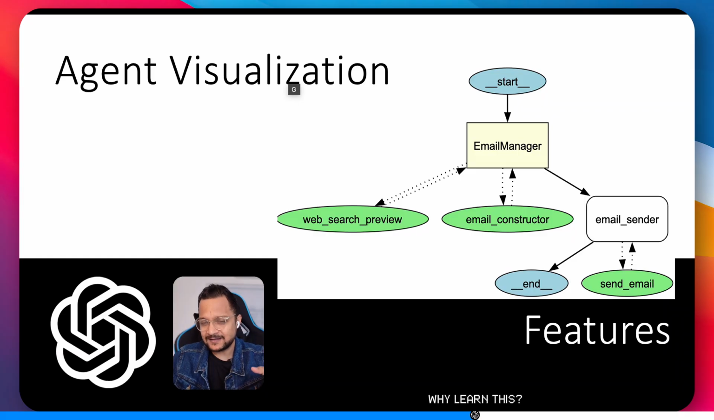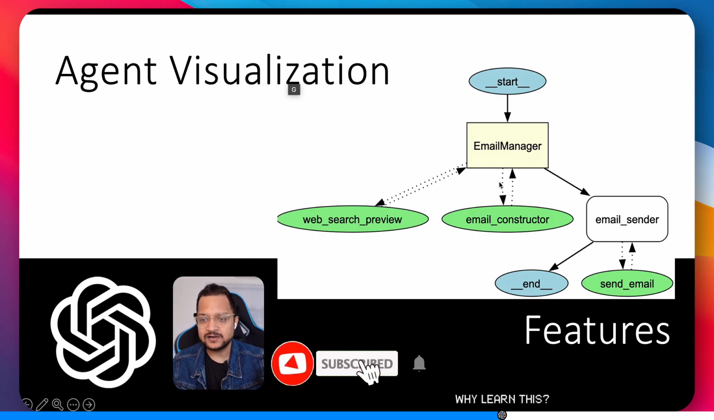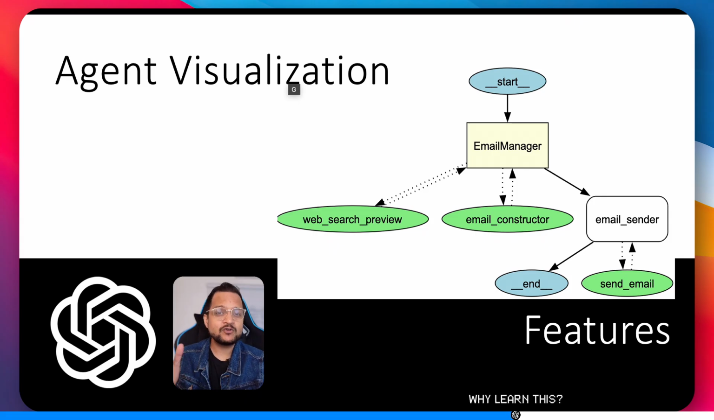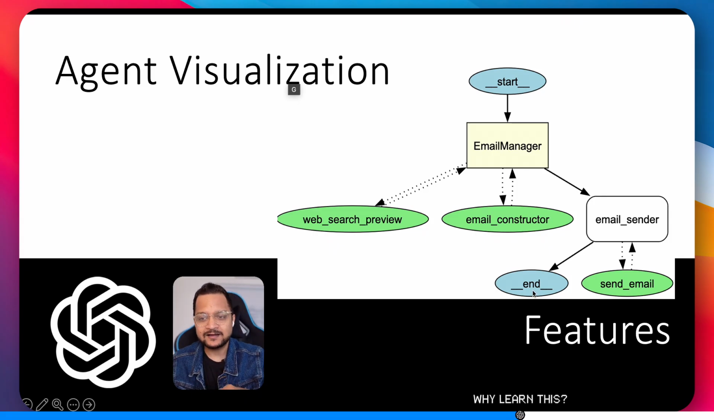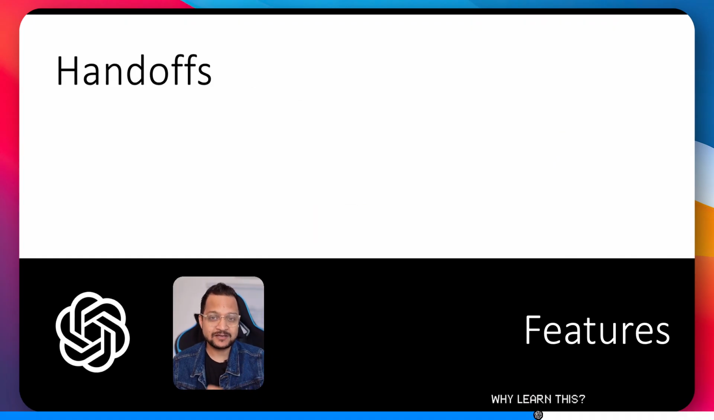The next big feature is agent visualization. You can actually see how the flow goes when the agent starts working on something. In our email agent, we can see we have an email manager. It can use the email constructor and the web search tool, but it can also hand off to the email sender. But again, if you're not sure about handoff, don't worry, we are going to learn that later. And then the handoff agent can also have some other tool, send email, and finally it goes till the end. This is visualization, which is extremely powerful.